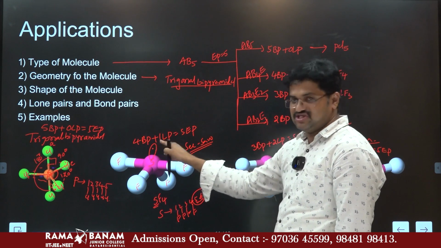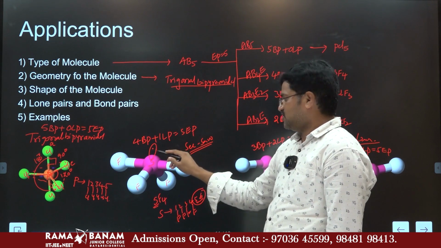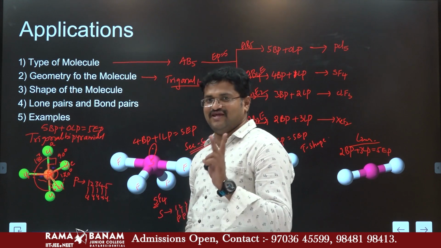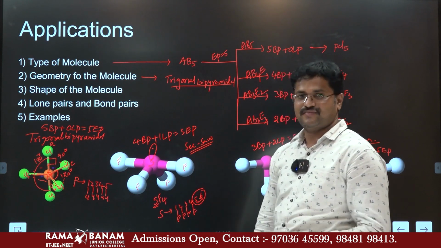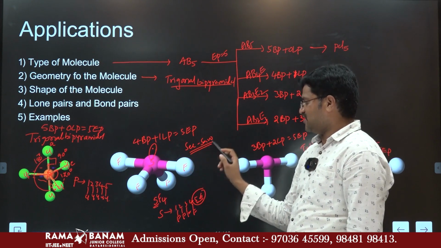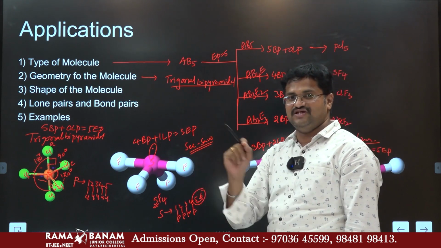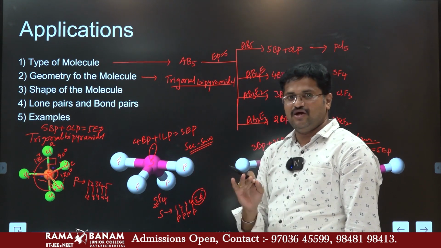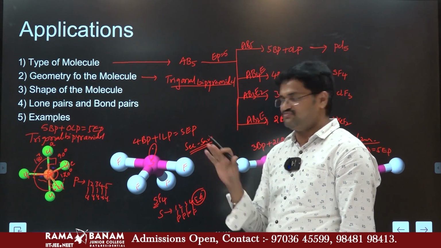This lone pair is present in the equatorial position only. This is very, very important. Here equatorial and axial positions are there, but the lone pair is present only in the equatorial position because of minimum repulsions, maximum stability. The lone pair is present only in equatorial but not axial. This is very, very important. The main reason is that with lone pairs in equatorial positions there are minimum repulsions and maximum stability.